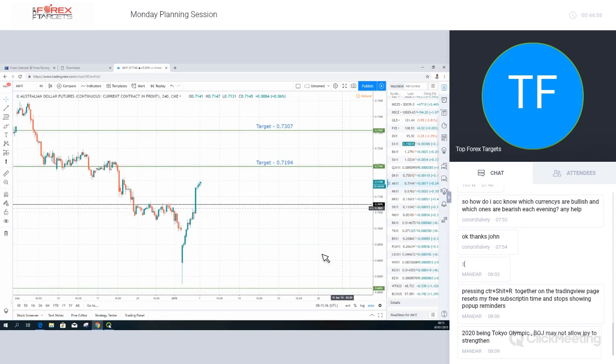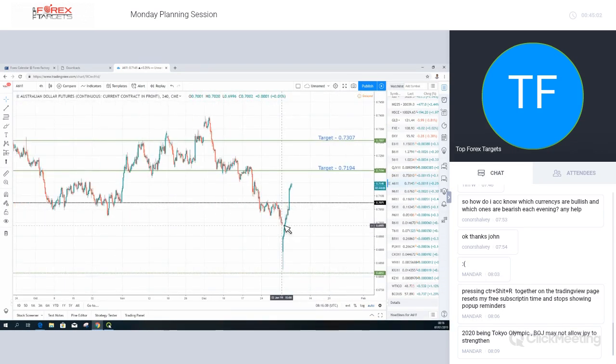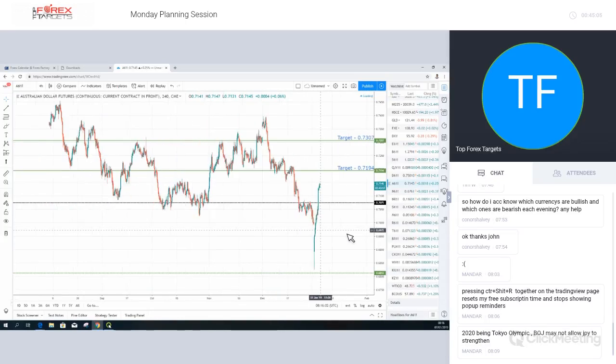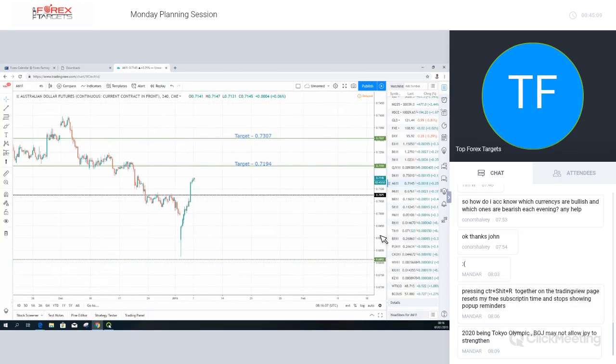The Australian dollar, we had this reversal in the Australian dollar, but overall we are in a downtrend. We discussed the slowdown in China, and it makes me ask the question if this rally is going to end up just turning over.